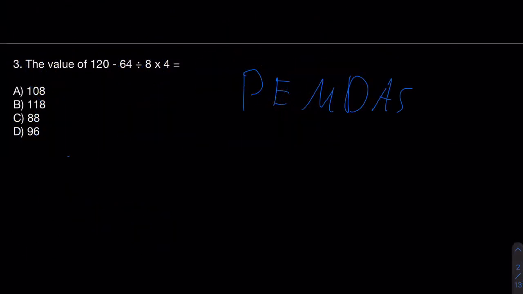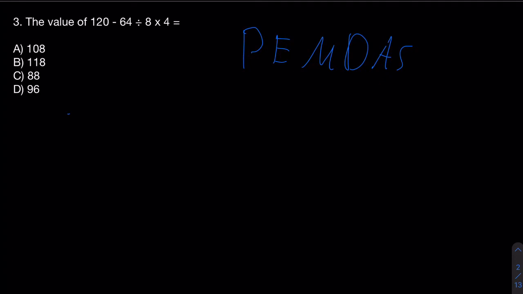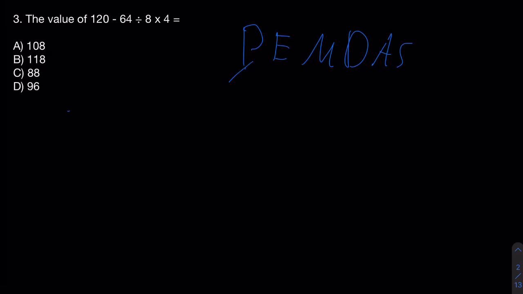Alright, so let's keep moving. We have number 3, the value of 120 minus 64 divided by 8 multiplied by 4. So this is as easy as it gets, right? It looks like straight up multiplication, division. PEMDAS is the name of the game, but there's a trick which you guys are gonna see in a second. So let's start. Alright, PEMDAS. So we don't have parentheses, we don't have exponents, we have multiplication, division, addition, subtraction. Let's try it out. Well, we don't have addition, but that's okay.